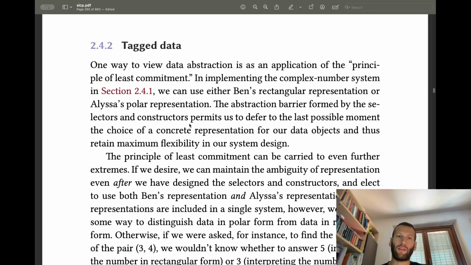One way to view data abstraction is as an application of the principle of least commitment. This is interesting. In implementing the complex number system in section 2.4.1, we can use either Ben's rectangular representation or Alyssa's polar representation. The abstraction barrier formed by the selectors and constructors permits us to defer to the last possible moment the choice of a concrete representation for our data objects, and thus retain maximum flexibility in our system design.